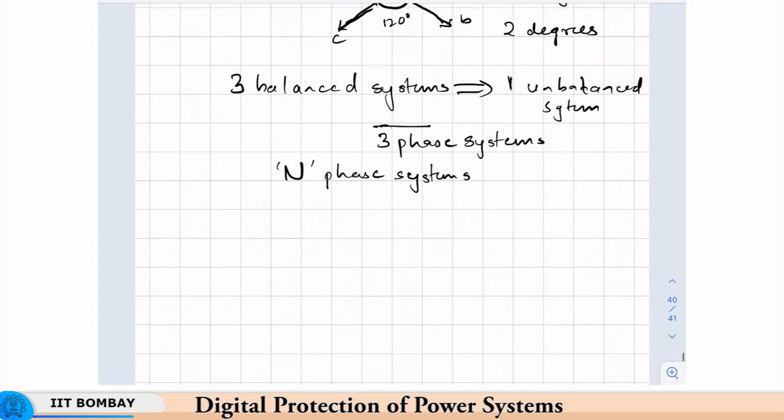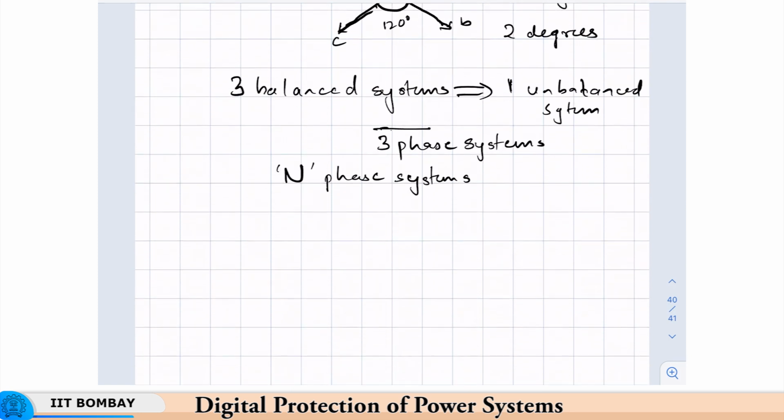What the 3 balanced systems are is as follows. The first one is the positive sequence.